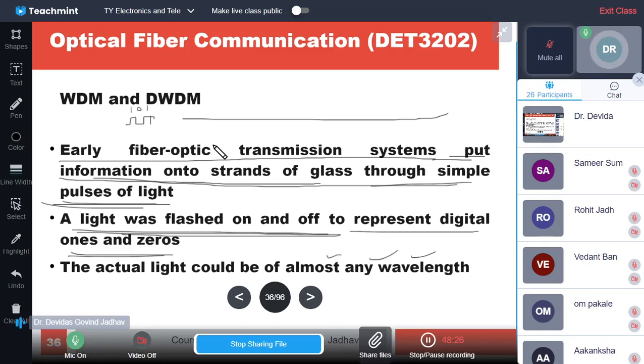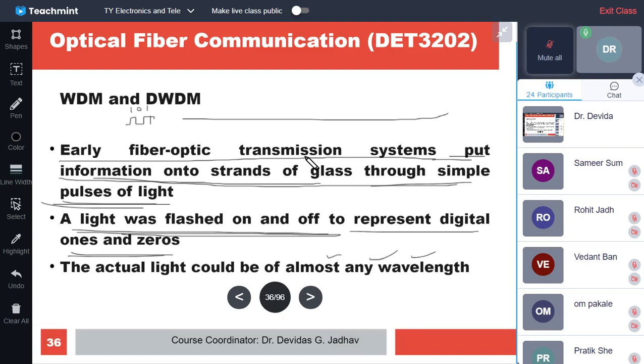Wavelength is not important. You can run the same system for wavelength lambda 1. So you have to change the source to lambda 1, and change the detector to lambda 1. If you use the same system, you can operate on lambda 2. You can use a source of lambda 2 and a detector of lambda 2. The same system will not change anything. That means the system can work on lambda 1, lambda 2, lambda 3. So why not use the system simultaneously for lambda 1, lambda 2, lambda 3? That created the WDM.